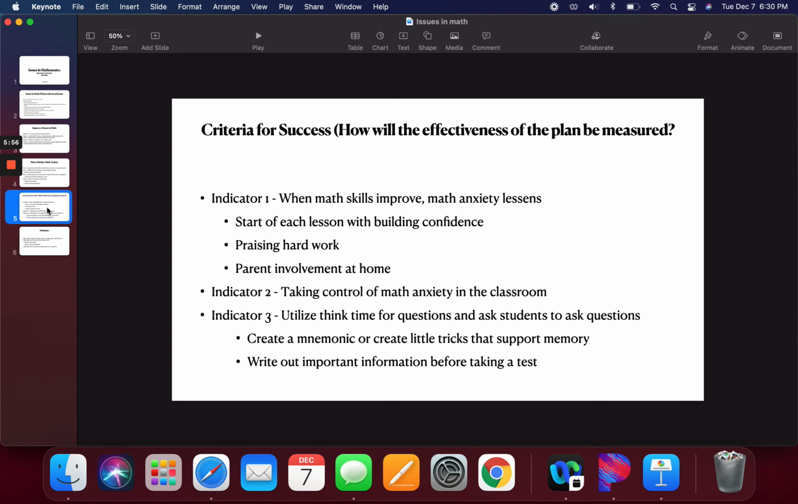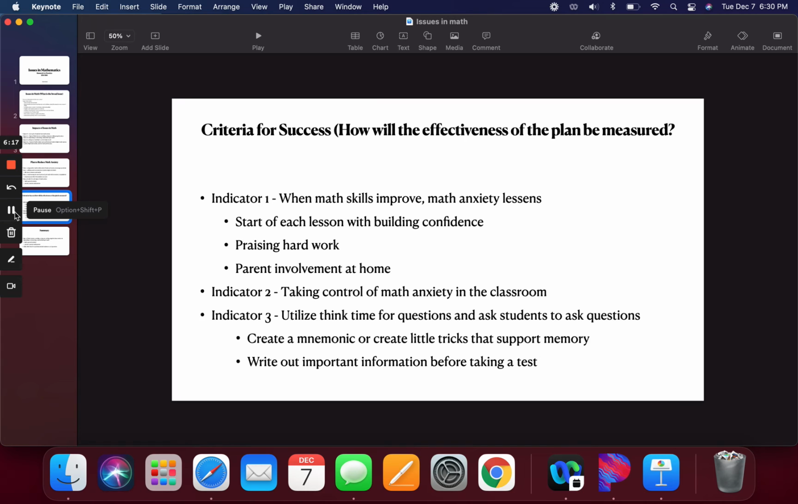Criteria for success. How will the effectiveness of this plan be measured? Indicator number 1, when math skills improve, math anxiety lessens. When the students are ready to learn and ready for the math lesson, their anxiety drops, and this is a good thing.